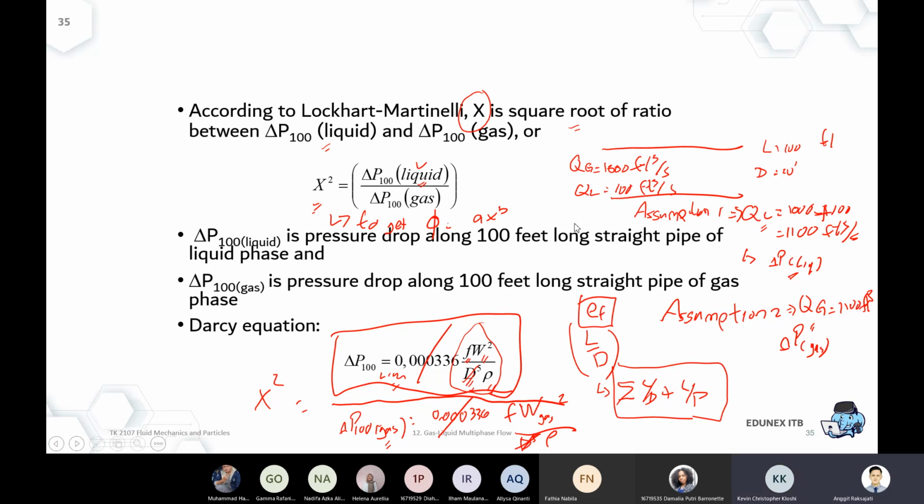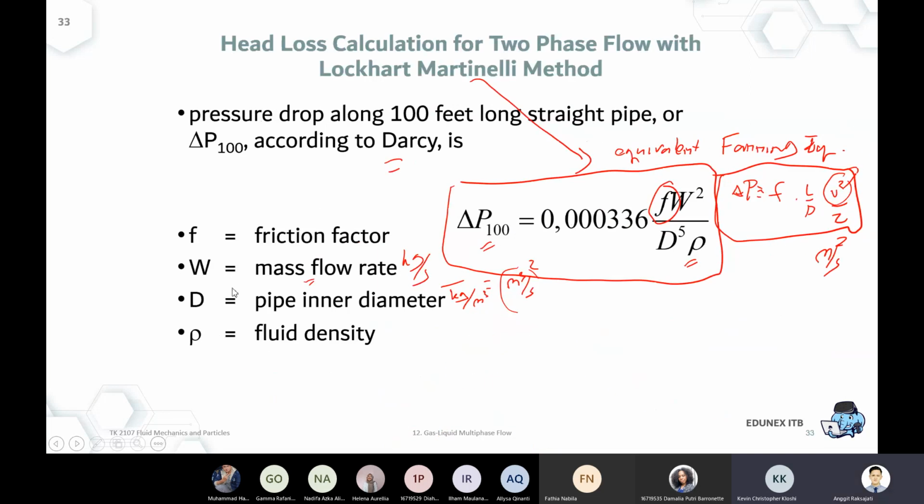What's W again, sir? Sorry. Mass flow rate. Okay. Thank you, sir.